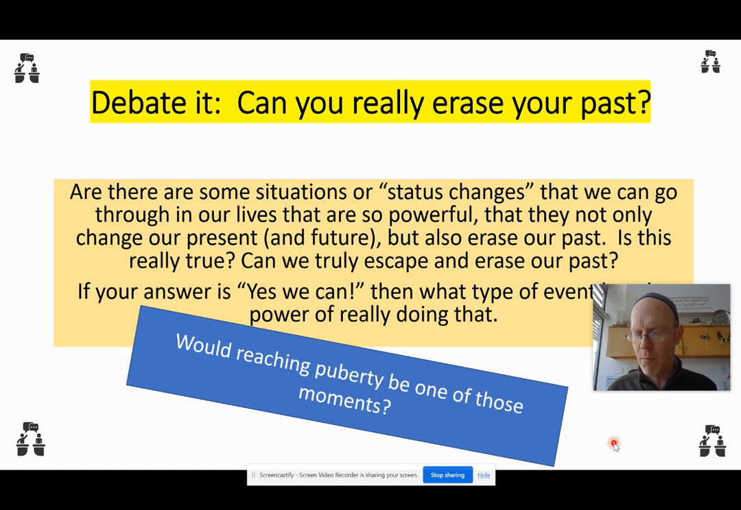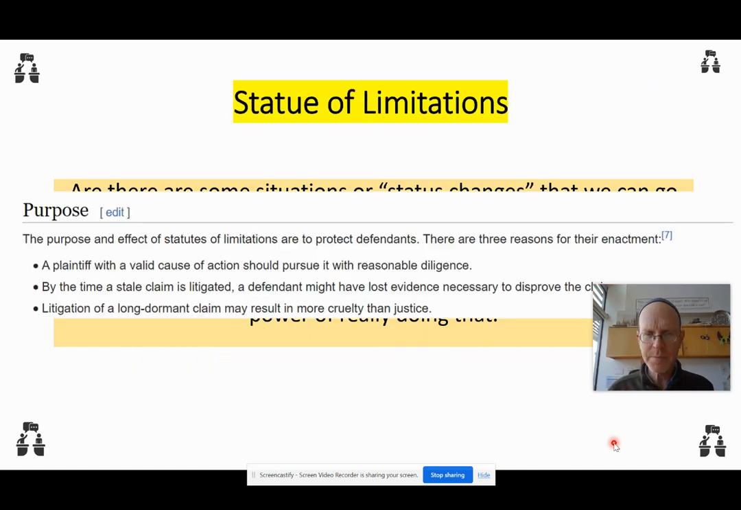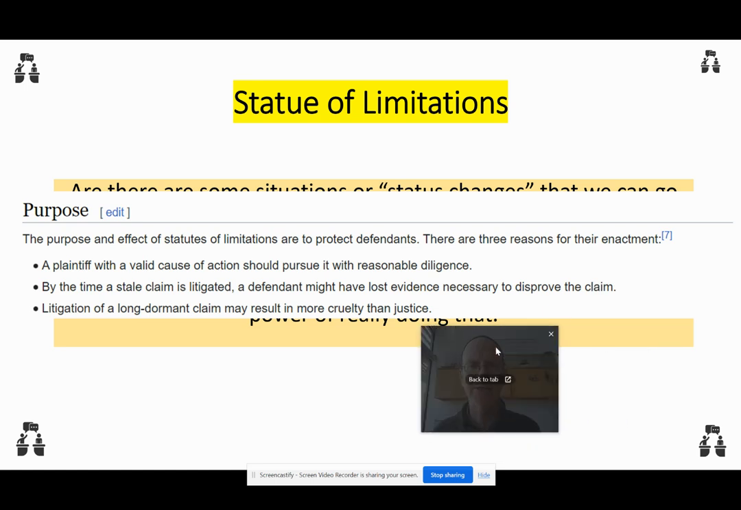So I will tell you that most people in class said, no, actually it's not, because it's not like a one-time event that is today and not tomorrow. It's like a kind of a longer ongoing event. Then we talked about something called statute of limitations.